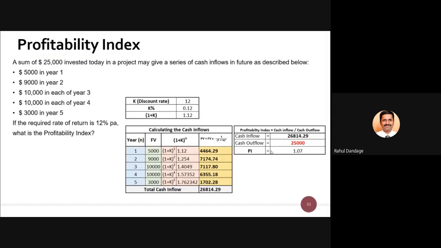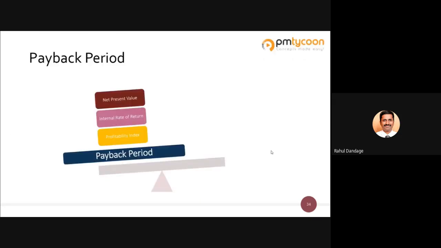So if we divide 26,814 by 25,000, we get 1.07. And since the profitability index is greater than 1, we can accept the project. And I did the same calculation here in Excel, so you can download the presentation and you can refer to the sheet. Okay. And now let's look at the last technique of the capital budgeting, which is payback period.